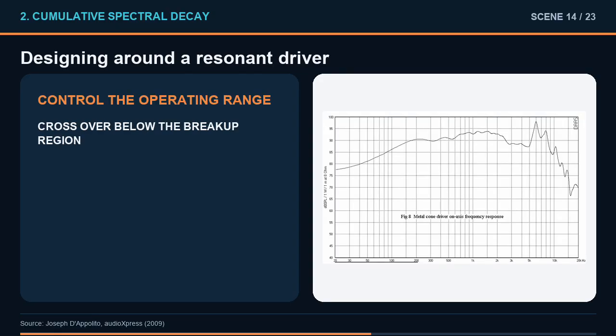A resonant driver is not automatically unusable. In the design described by the article, this metal cone was used successfully as the mid-range in a three-way loudspeaker. Its upper operating limit was kept near 2.5 kHz, and a steep crossover suppressed the severe behavior above that frequency. The lesson is practical. Measurements do not merely classify a component as good or bad, they reveal the range in which that component can be used safely.